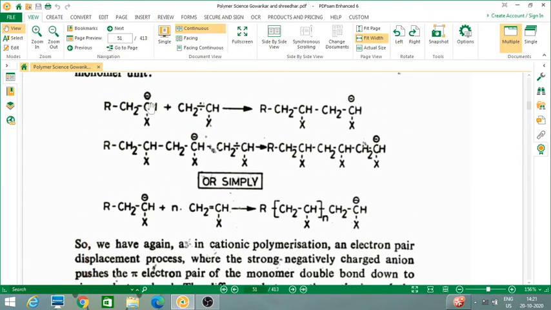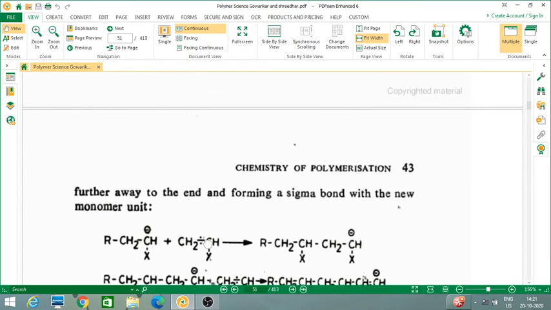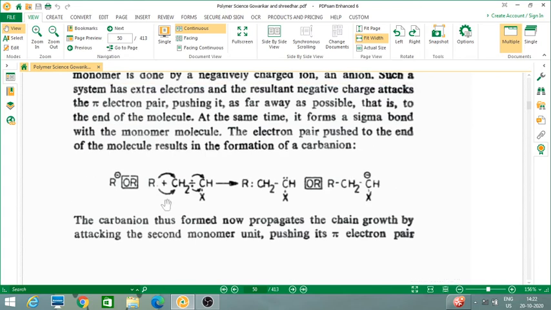So here what is happening is like this: the electron pair is forming a bond with this. So it is in the direction opposite, but it was happening in this case also. So let us see. The electron pair at the same time forms a sigma bond with the monomer molecule. Okay, so this is forming a sigma bond with this one. The electron pair is pushed to the end of the molecule, resulting in the formation of a carbanion. Okay, so this electron pair is pushed here.